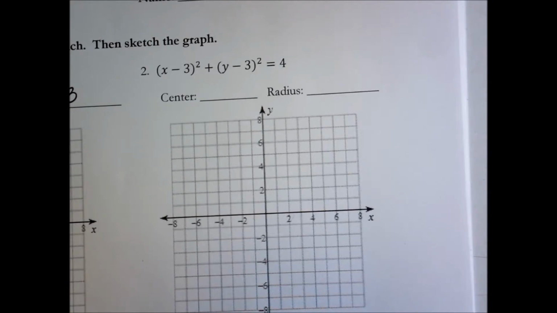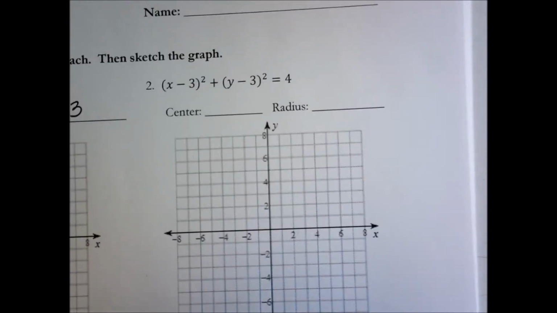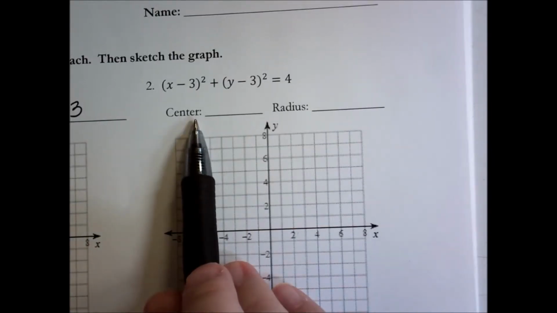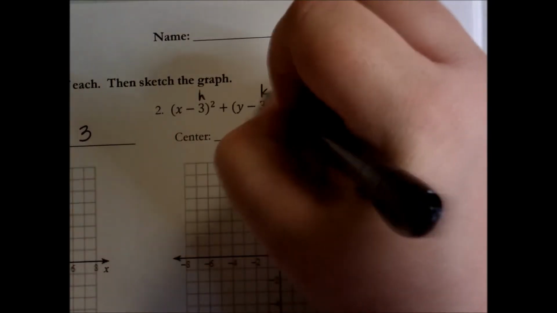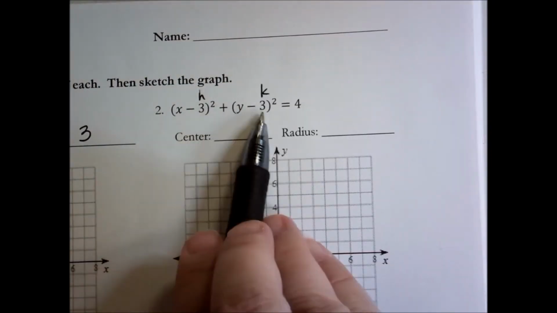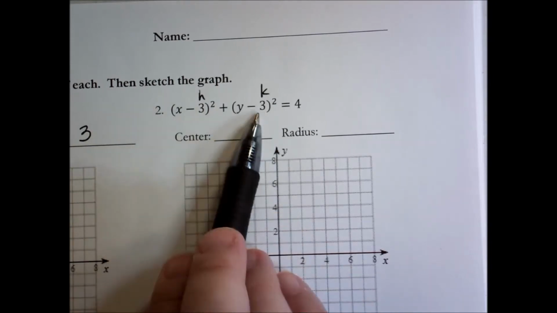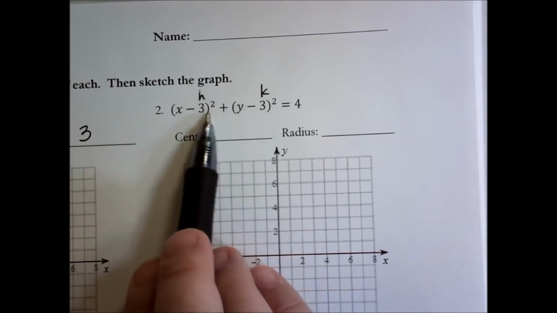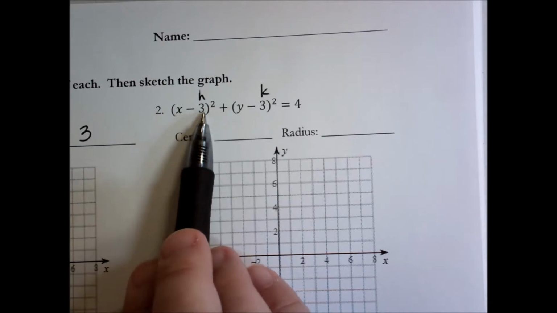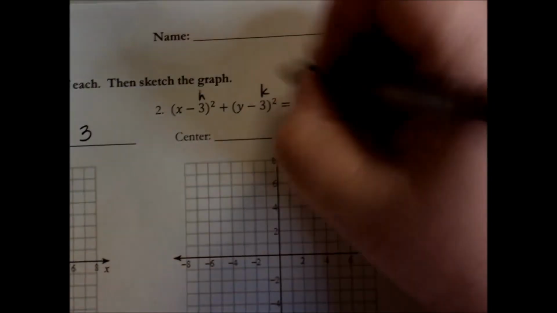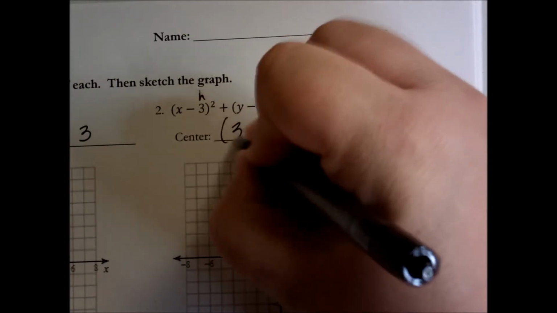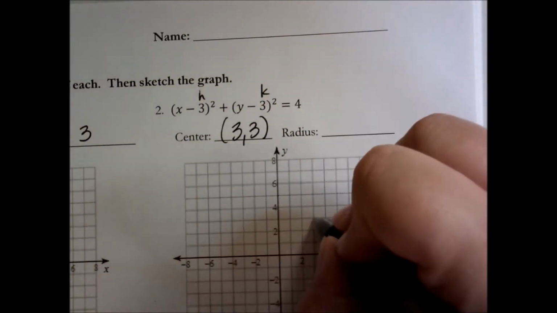Okay, number 2. This time you don't just see x squared and y squared, which means the center is not going to be at 0, 0. The center is going to be at positive 3, positive 3. Remember, if you see a minus, that means it's actually the opposite. X minus h, if you're seeing minus 3, that means h is 3, k is 3. So my center here would be 3, 3, which is right here.